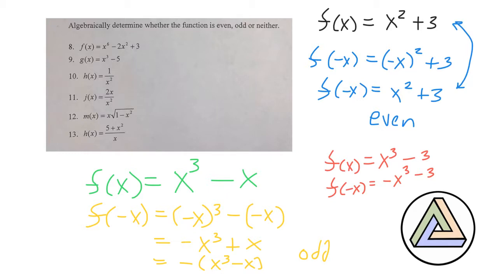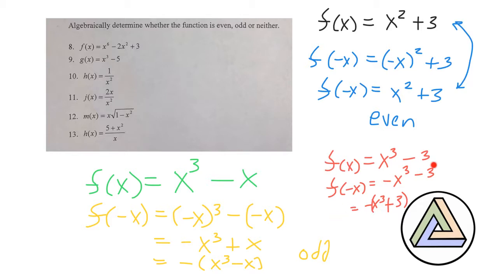Because think about it. Let's say I try to factor out the negative 1 here. Remember how I had factored out a negative 1 here? If I try to factor out a negative 1 here, it's going to equal negative x cubed plus 3, right? That is the negative of x cubed plus 3. That's not the negative version of the original function. The original function is x cubed minus 3, right? So this is not odd, okay?